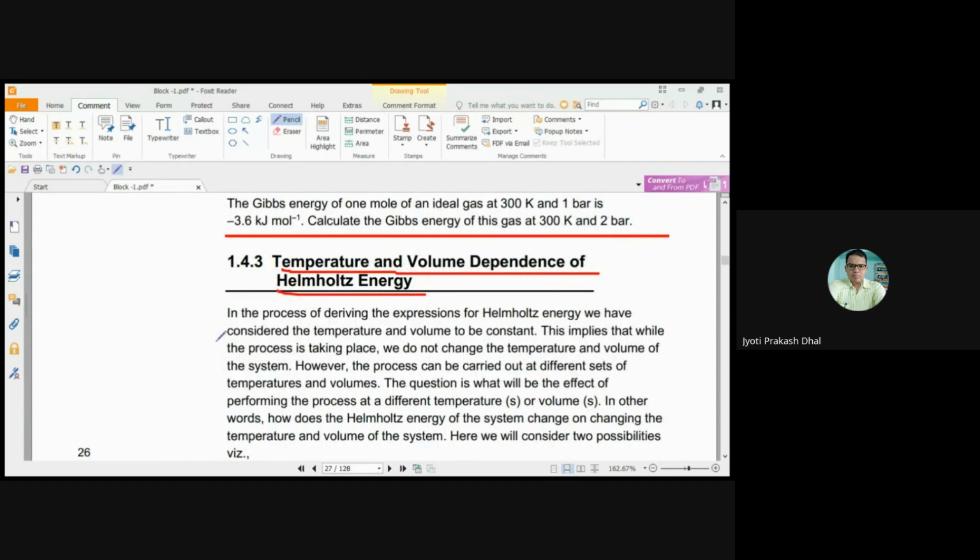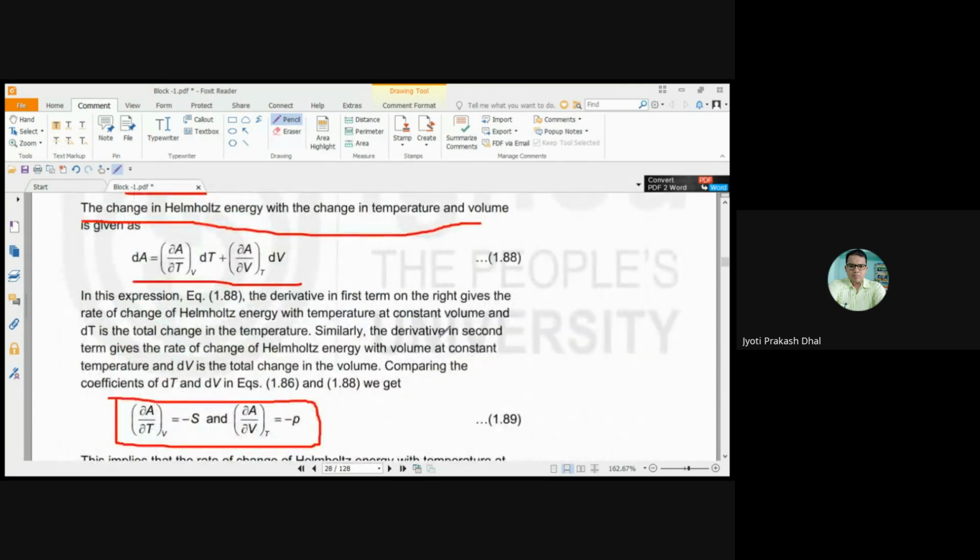And similarly, coming to the next part, that is temperature and volume dependence of Helmholtz free energy. So this derivation is exactly similar to temperature and pressure dependence of Gibbs energy. Here this is temperature and volume dependence of Helmholtz energy. In the just previous class, we have discussed temperature and pressure dependence of Gibbs energy. So exactly similar derivations you will find.